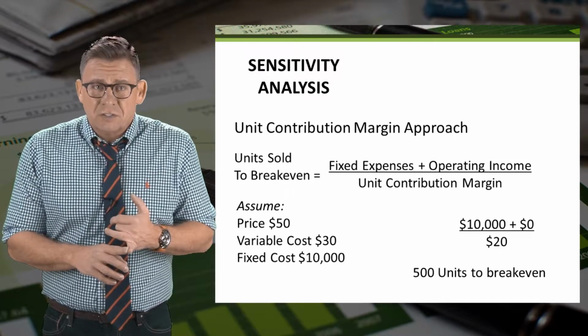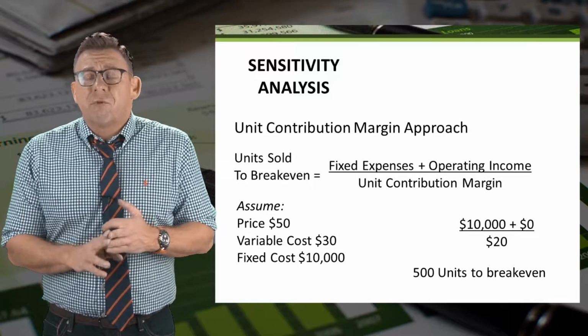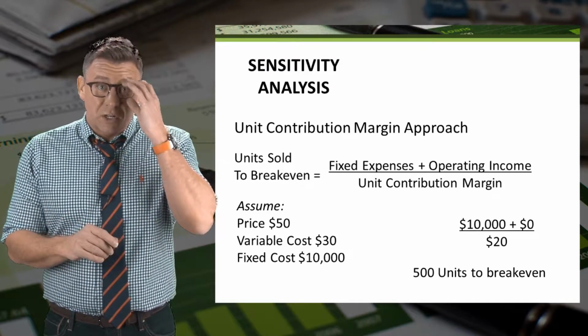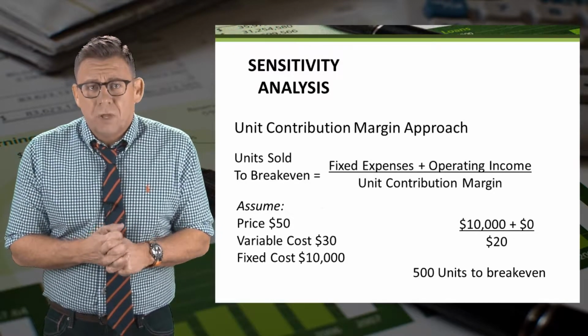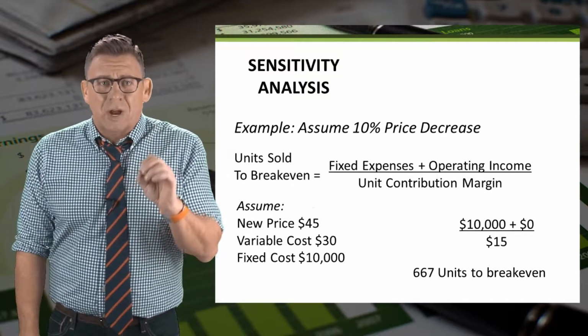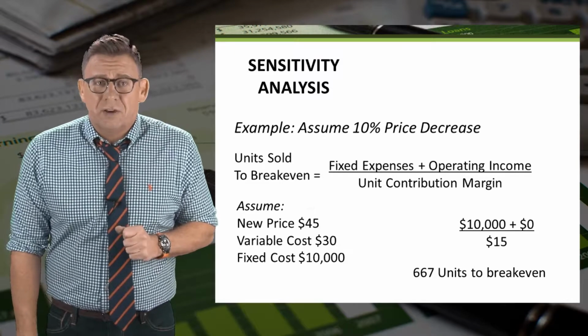Price is $50, variable cost is $30, therefore contribution margin is $20, fixed costs are $10,000, so our break-even is 500 units. But what if management is considering a 10% price decrease based on pricing pressures from competitors?